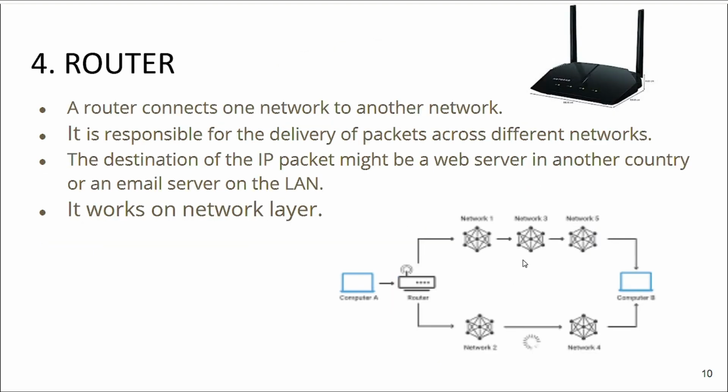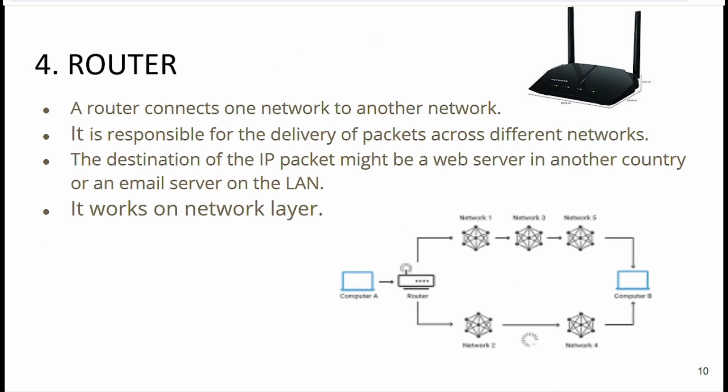And the next device is router. Can you guess what is routing? Routing is the process of finding the best path to send the data from source to destination. So this routing can be done by an electronic or networking device called router. So router connects one network to another network. Suppose here we have two computers, computer A and computer B, and connected through a router.